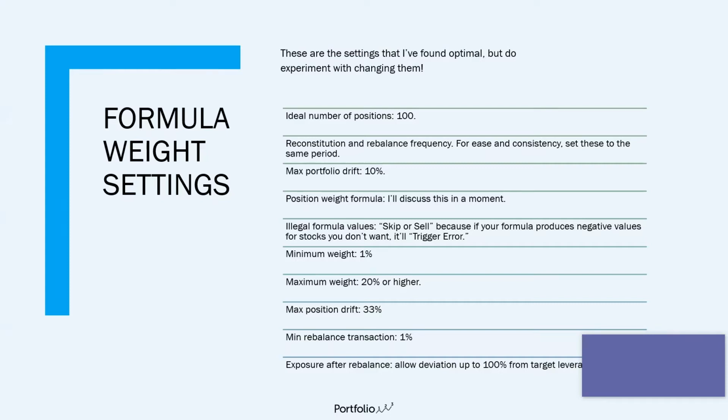The other problem you can run into with formula weight is that you might get lots and lots of tiny little rebalances that don't really make any difference. In order to avoid those, I have fiddled over the years with the formula weight settings a great deal, and these are the ones that I have found optimal. I'll go through them one by one.